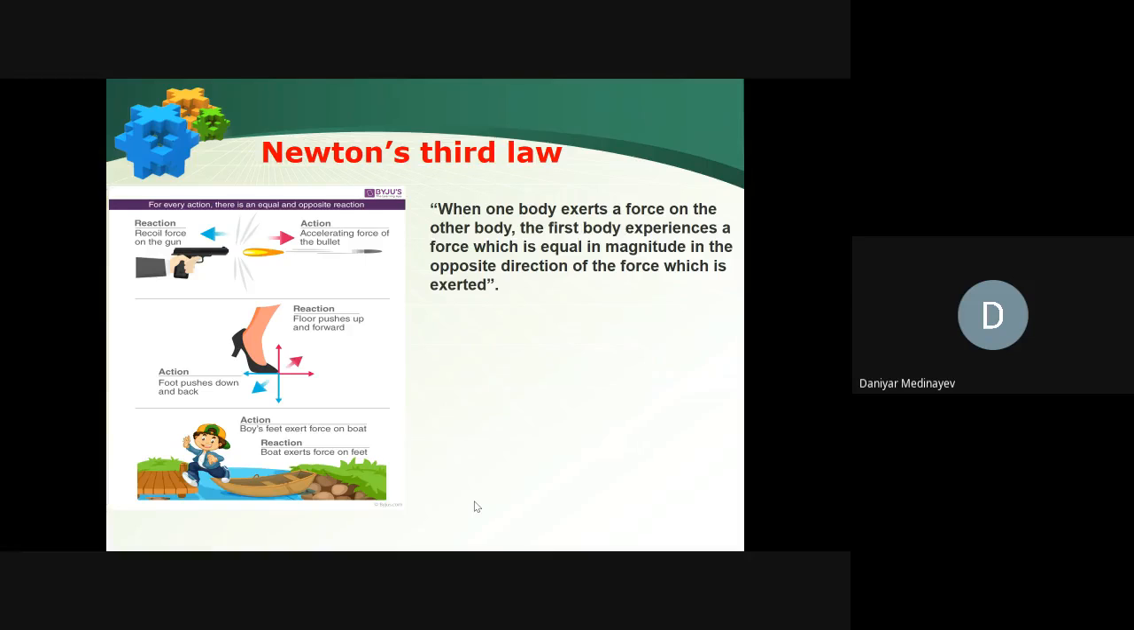So by summarizing these three illustrations, we can say that Newton's third law may be defined as: when one body exerts a force on the other body, the first body experiences a force which is equal in magnitude and opposite in direction to the force which is exerted. And at this level, I want to show a short animation about forces which act on the body and what the net force is.